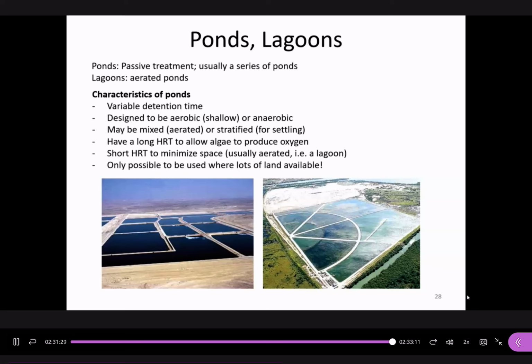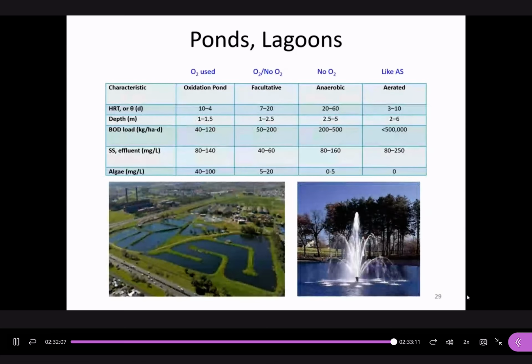Variable detention time, designed to be aerobic. If you want the pond to be aerobic, it needs to be shallow, so the oxygen could transfer inside. If it's deep, there could be an anaerobic portion. So it's typically shallow, maybe mixed or stratified, with a long HRT to allow algae to produce oxygen. So we could grow algae to produce oxygen that's beneficial for wastewater treatment. Some comparison: oxidation pond, anaerobic pond, aerated pond. It's not very relevant to our case.